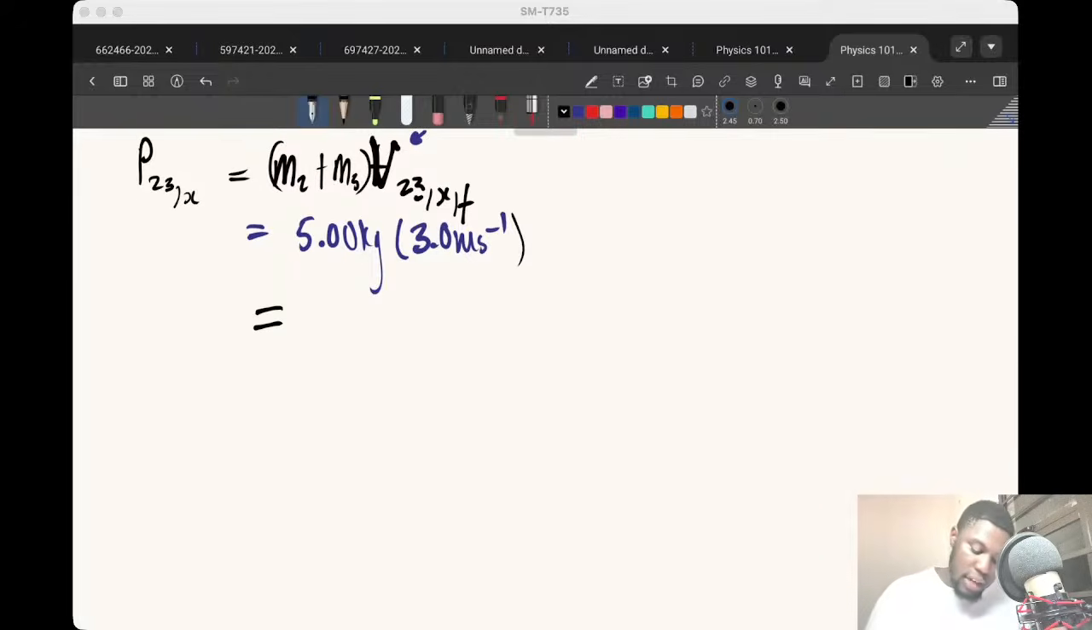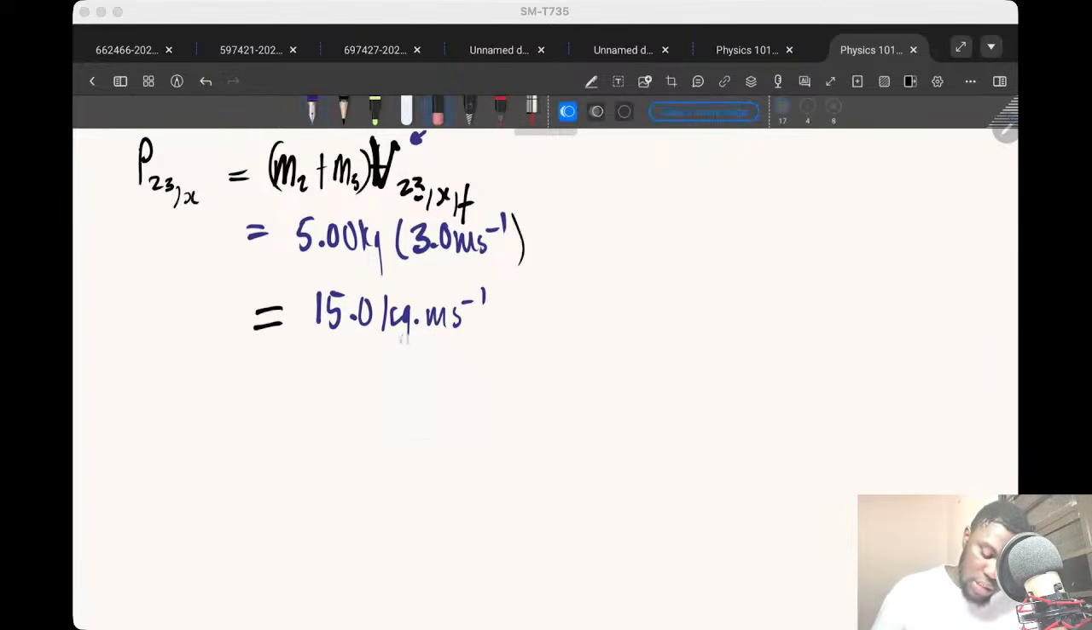Do the important parts. So it's going to be 5 times 3, and you're going to get 15.0 kilogram meters per second to 3 SF. This is what we have. You could have made it 15 strictly because of these two SF. So it's 15.